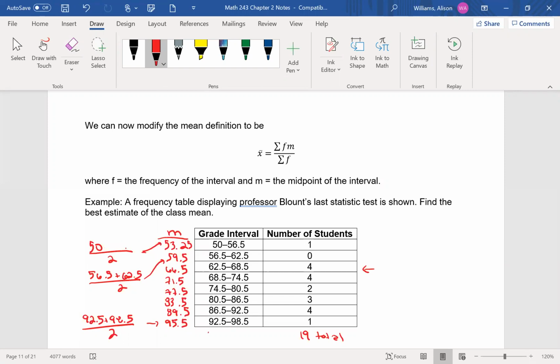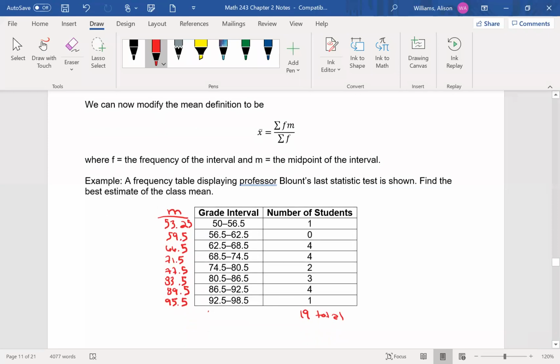Okay, so there we go. I've got all my midpoints. I'm going to erase the extra numbers here just to make it not so messy. What we're going to do is multiply each midpoint by the frequency in that category, and then add them all together, because that's what this symbol means: sum them all together. Then I'm going to divide by the total frequency for the whole thing, which I already know is 19.